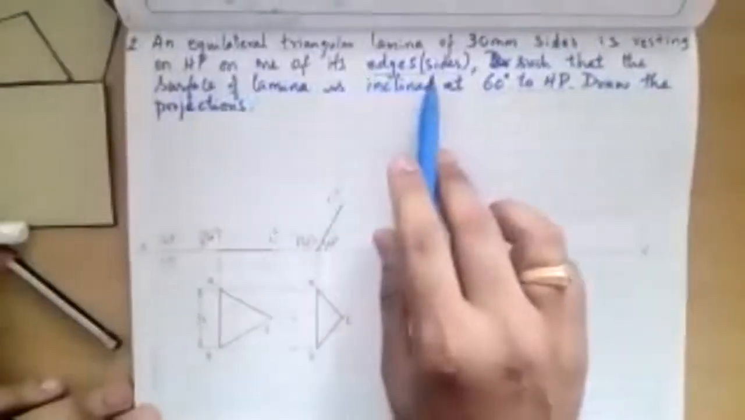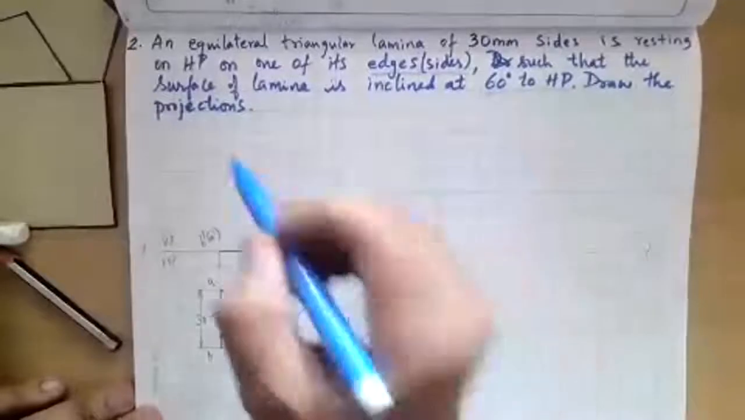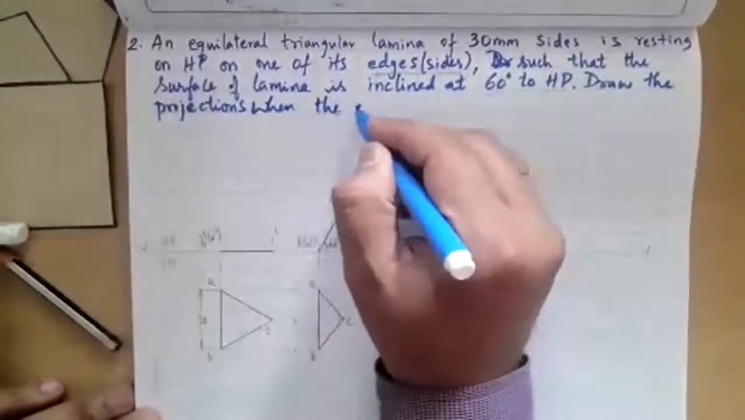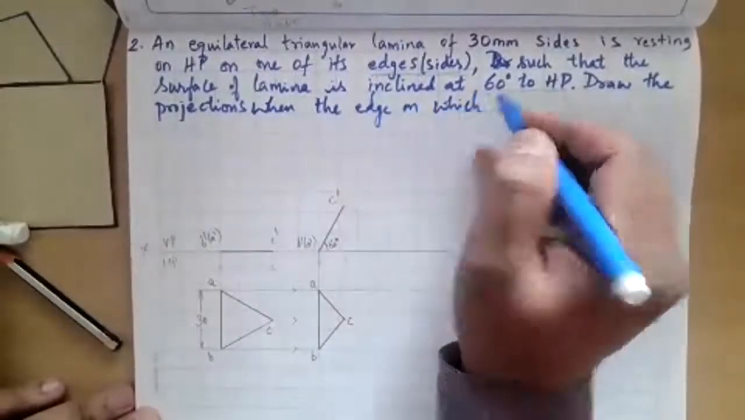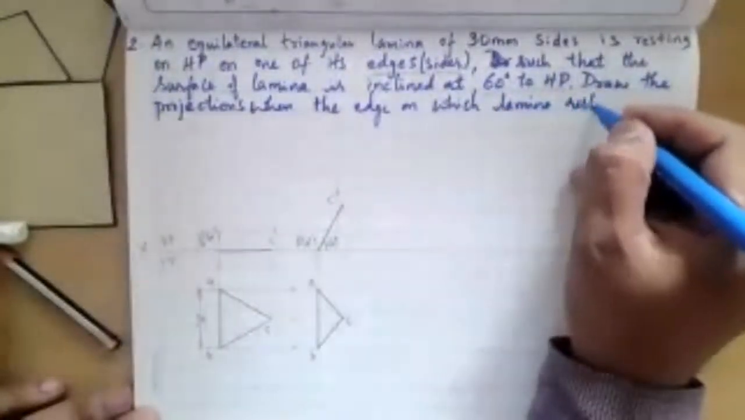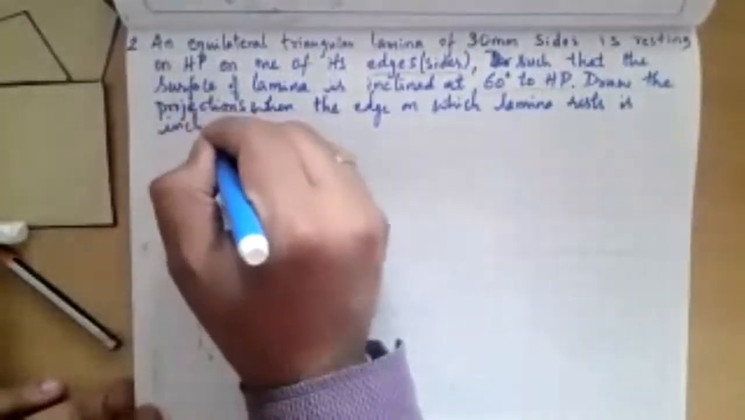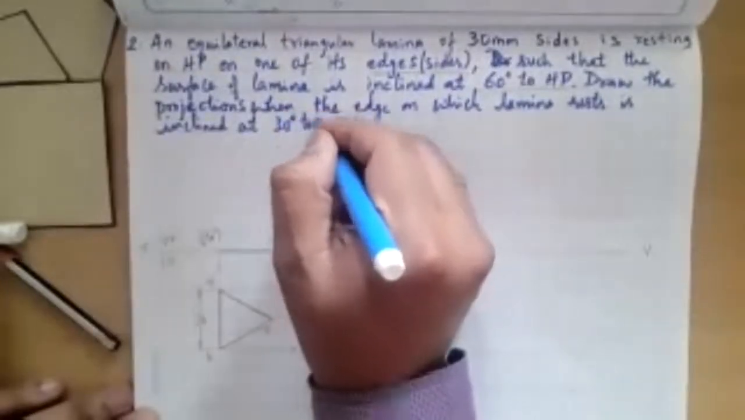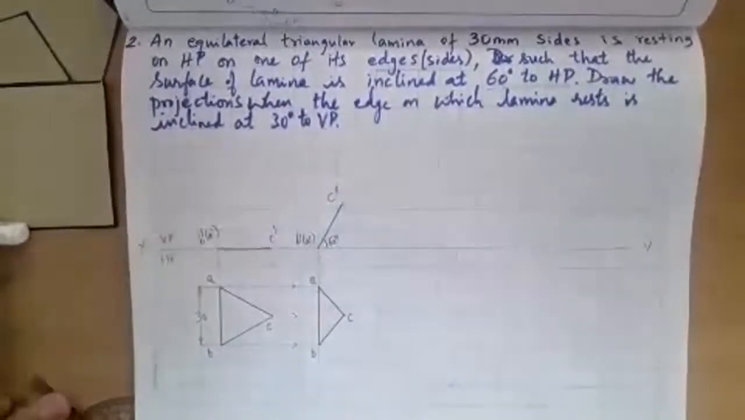On one of its sides, such that the surface is inclined at an angle of 60 degree to HP. Draw the projections when the edge on which the lamina rests is inclined at 30 degree to VP. See, I'm going to draw a line.